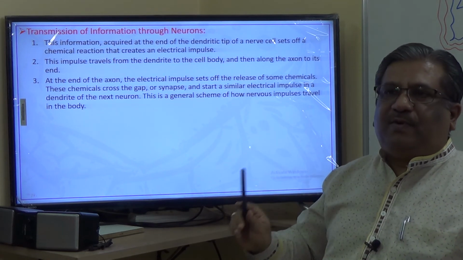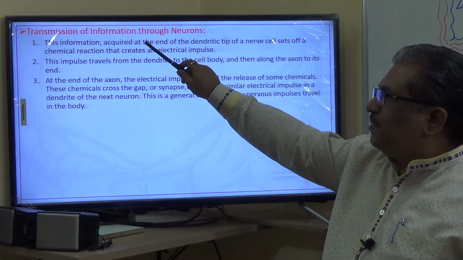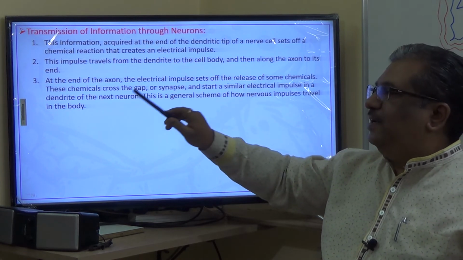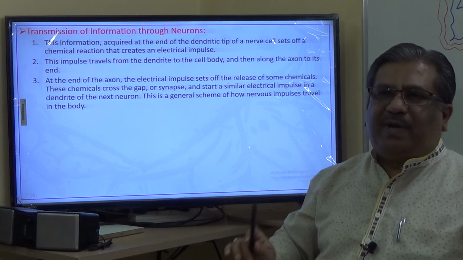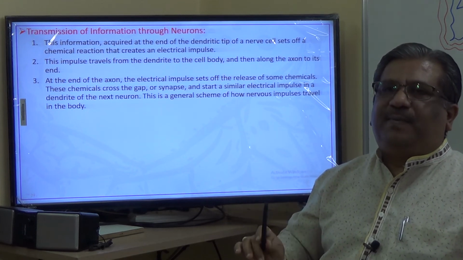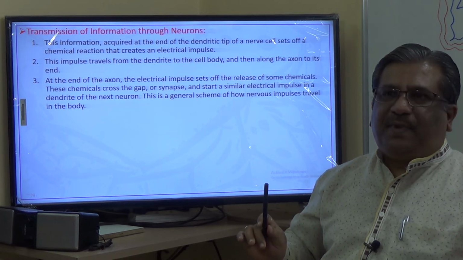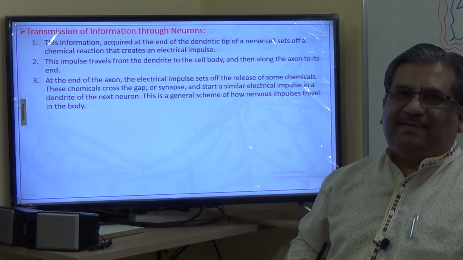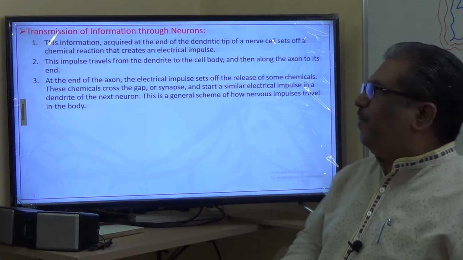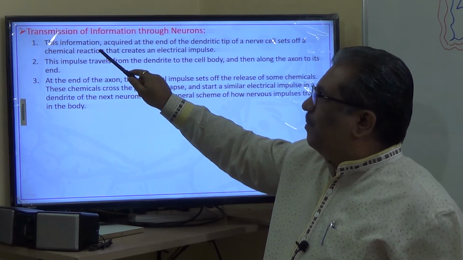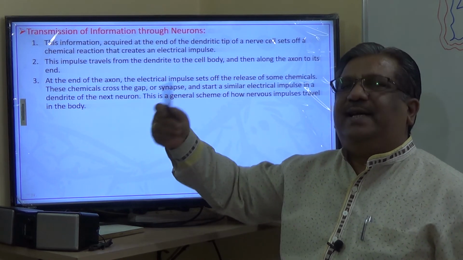The transmission of information through neurons, these 3 points are taken from the textbook. You will get a question for 2 marks, 3 points. These 3 points very clearly explain how the information is transmitted through the nerve cell. So I'll read this first and then explain. It is better, point by point. You can see the information.